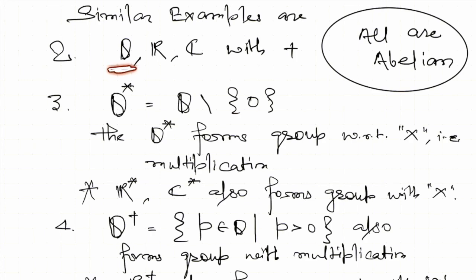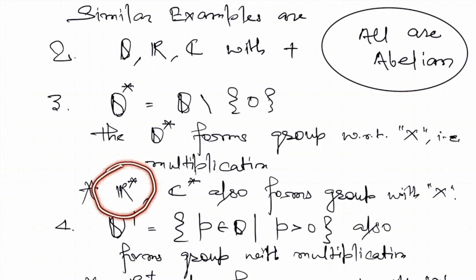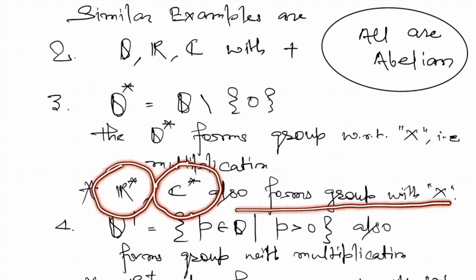Actually, the set of rational numbers, the set of real numbers, and the set of complex numbers all form groups with plus. Not only that, if you take the set of rational numbers and remove the 0, it will form a group with respect to multiplication, because 0 does not have an inverse. We know that there is nothing like 1 by 0. Similarly, if you take R star, that is R minus 0, and C star, the set of complex numbers minus 0, also forms a group with multiplication.